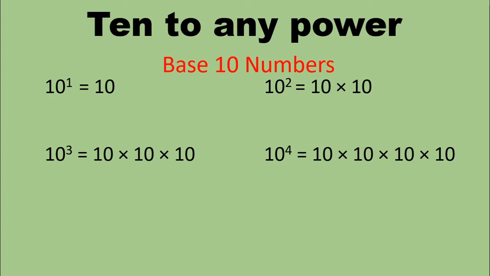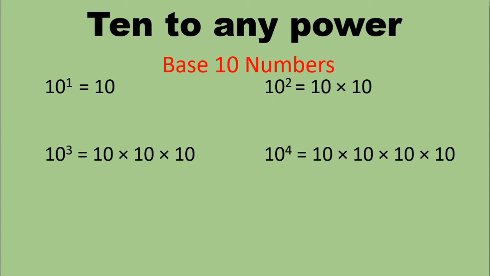Whereas 10 to the power of 2, or 10 squared, is 10 times 10. That is 2 10s being multiplied together. 10 to the power of 3, we call this one 10 cubed, and clearly it's 3 10s being multiplied together, and so on. We can easily multiply by 10s because all that does is shift the place value up 1.